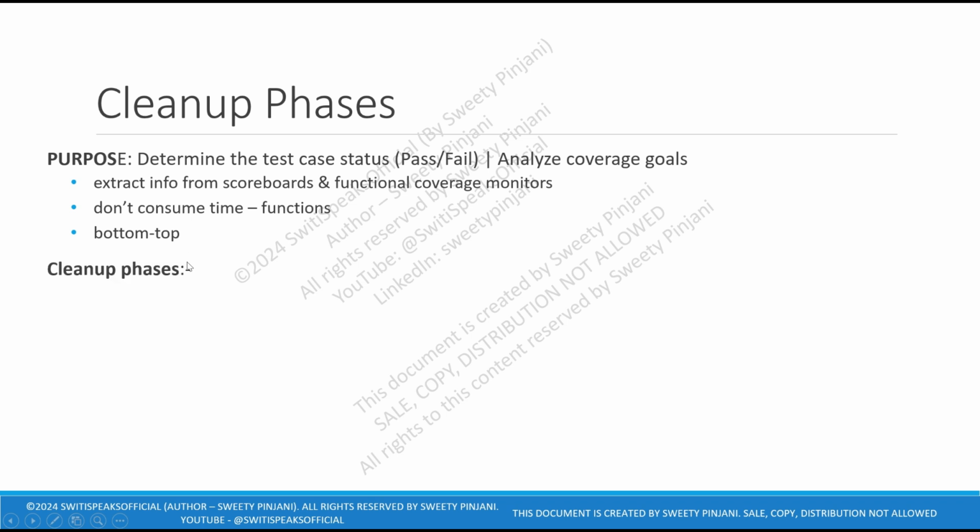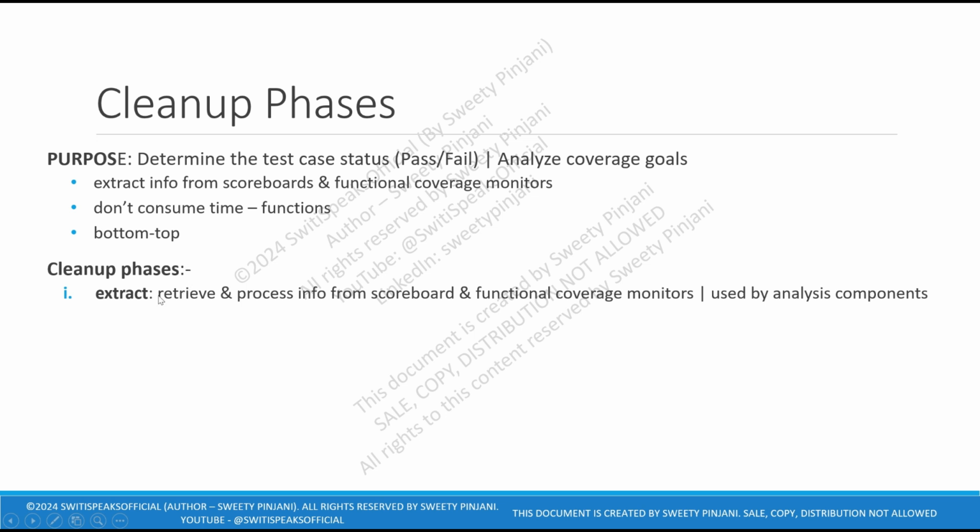Let's see what are the cleanup phases. The first cleanup phase is extract. It will retrieve and process information from your scoreboard and functional coverage monitors. Because our goal in cleanup is to know the status, whether it is pass or fail, and analyze coverage goal. For that, we need to retrieve the information, which is the extract. Extract itself says that I am extracting something. What am I extracting? Information which I need. What information do I need in the cleanup phase? Whether pass or fail has happened, or what the coverage is. From where will I get it? From scoreboard and functional coverage monitors.